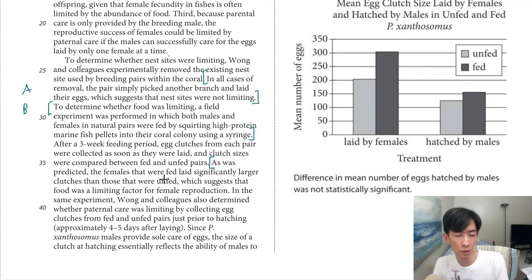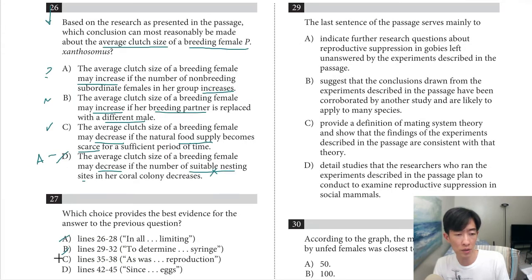C, 35 to 38. As was predicted, the females that were fed laid significantly larger clutches than those that were unfed, which suggests that food was a limiting factor for female reproduction. So yeah, this one does seem to go along with the idea that food is a factor, because the ones that were fed laid more and the ones that were unfed laid less. Choice C down here seems to go with choice C up here, which is that the average clutch size may decrease if the food supply becomes scarce. So C goes with C. This time I got it right.